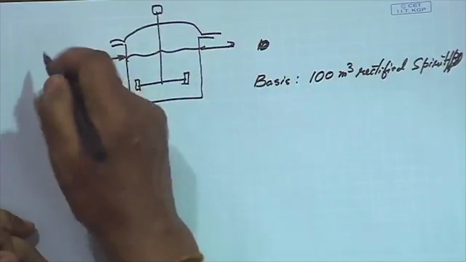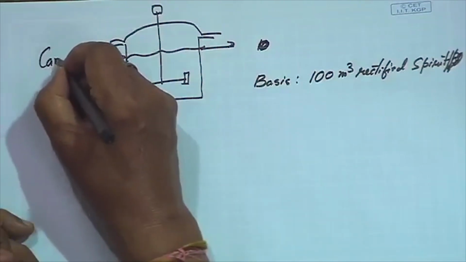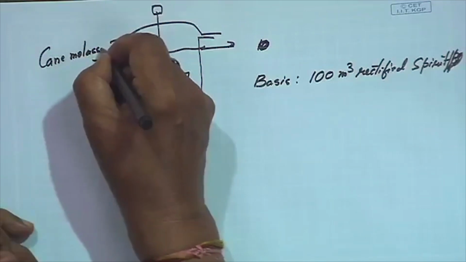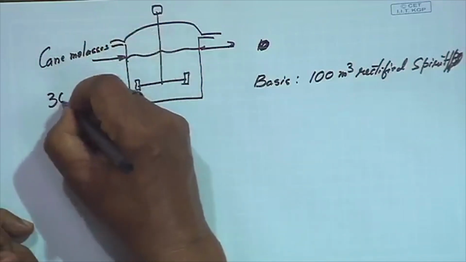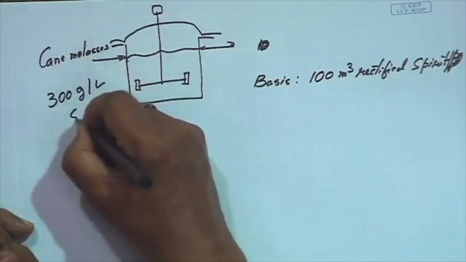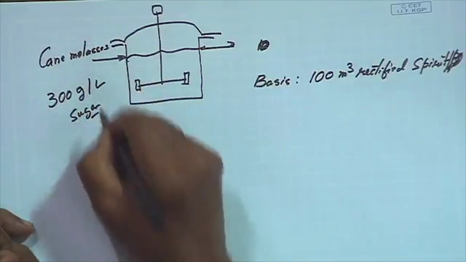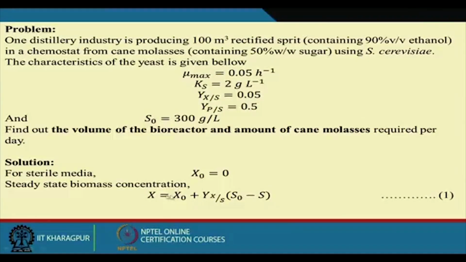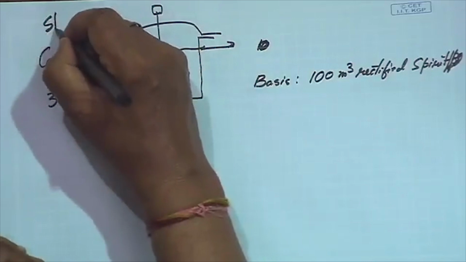So here we put the cane molasses, which contains about 300 gram per liter of sugar. Am I right? Then we operate this. We have this equation with the x0 value here. Here we assume this x0 value is 0, because we assume this is a sterile feed.